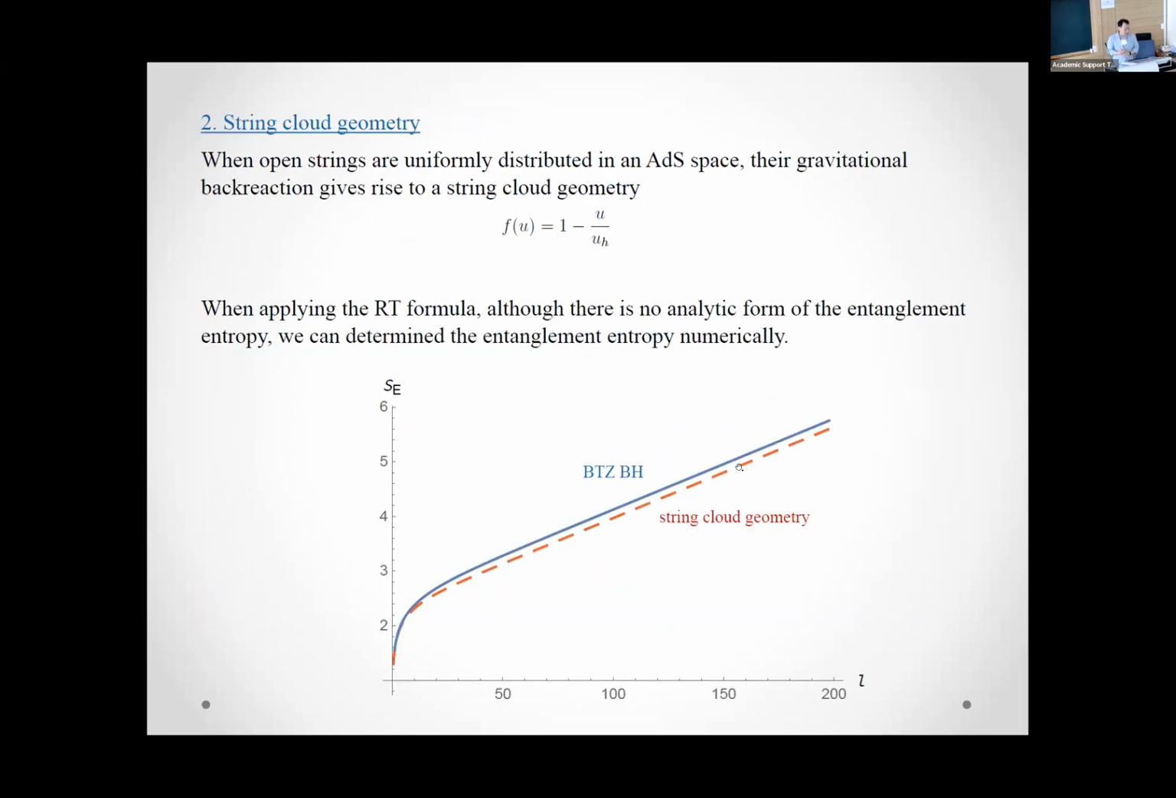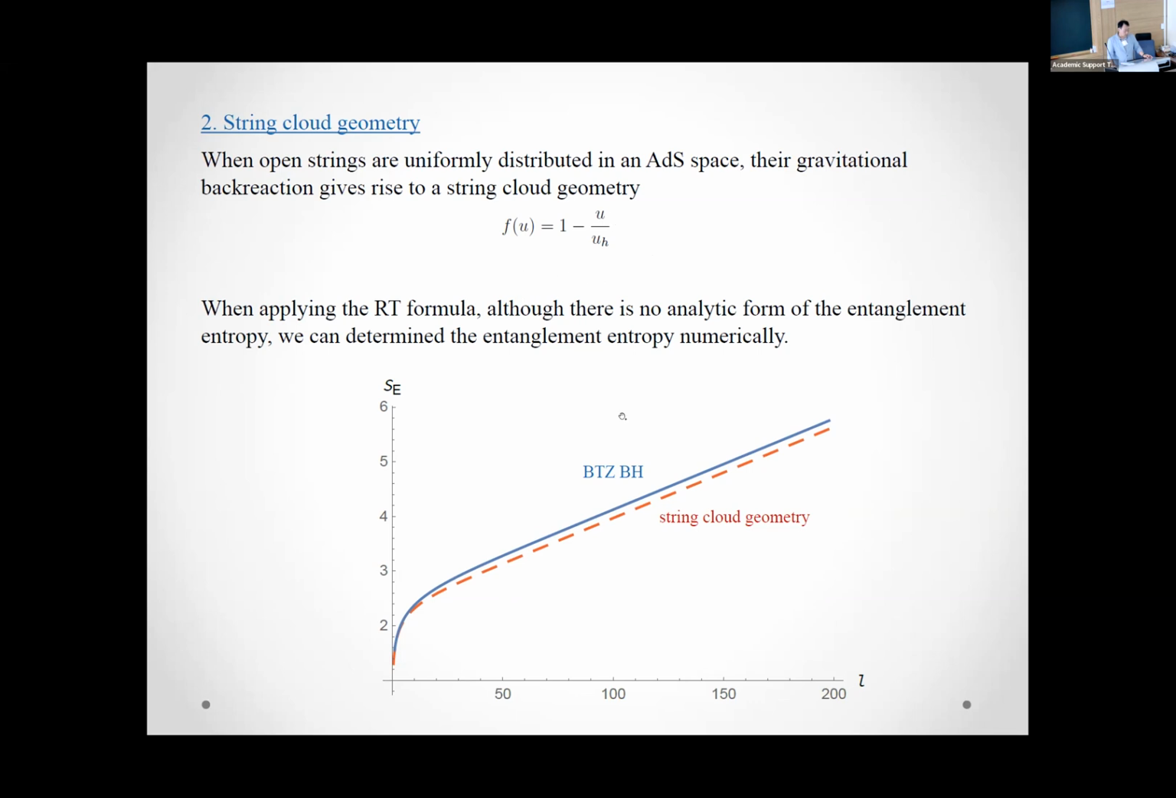I consider another case. This is known as a string cloud geometry. If you consider some open strings uniformly distributed in AdS space, then in the three-dimensional case the blackening factor appears in this form. So this is also known. But in this case we can calculate the entanglement entropy, though there is no analytic form. Here the blue curve is the entanglement entropy of the conformal field theory at finite temperature.